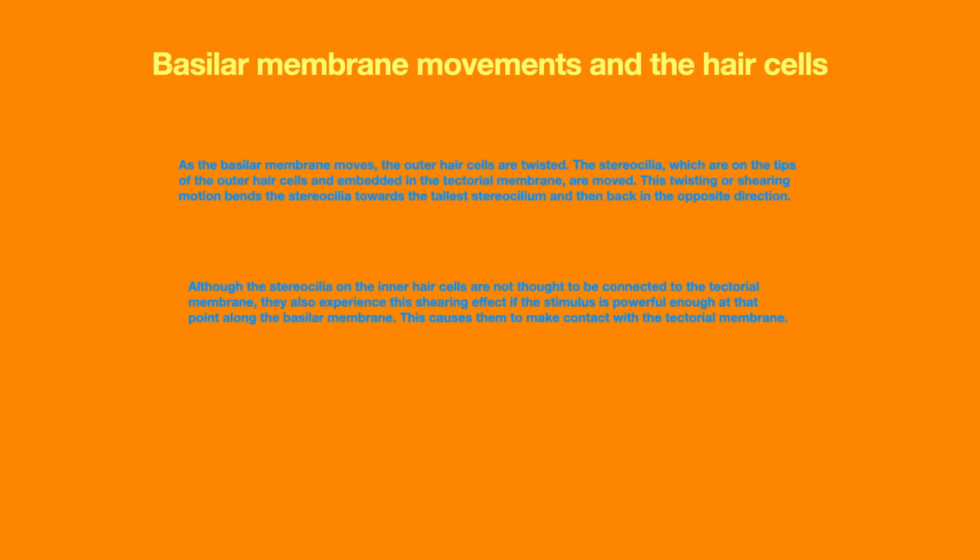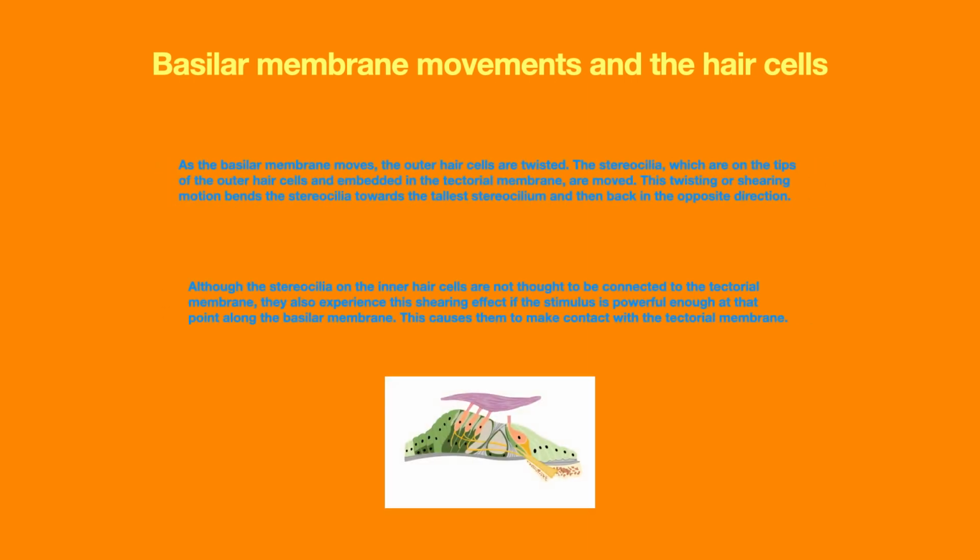As the basilar membrane moves, the outer hair cells are twisted. The stereocilia, which are on the tips of the outer hair cells and embedded in the tectorial membrane, are moved. This twisting or shearing motion bends the stereocilia towards the tallest stereocilium and then back in the opposite direction. Although the stereocilia on the inner hair cells are not thought to be connected to the tectorial membrane, they also experience this shearing effect if the stimulus is powerful enough at that point along the basilar membrane. This causes them to make contact with the tectorial membrane.